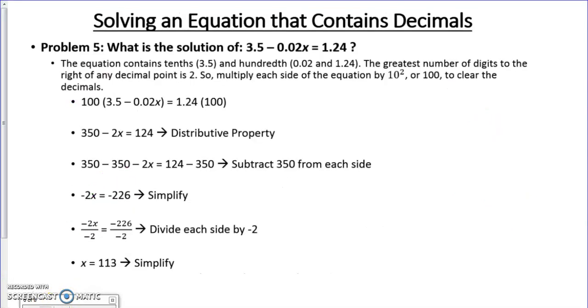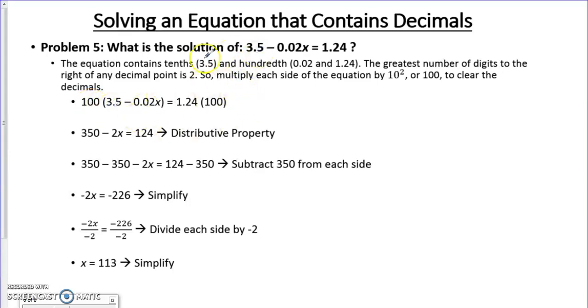Solving an equation that contains decimals. Okay, now in your textbook, they solve this problem: 3.5 minus 0.02x equals 1.24. Now, you can do it the way the textbook does it, if this is how you find it easy to do, or you can just treat it as numerical numbers and do the same thing that you would do otherwise. So here we have the equation contains tenths, which is 3.5, and hundredths, 0.02 and 1.24. The greatest number of digits to the right of any decimal in this problem is 2. So multiply each side of the equation by 10 squared or 100 to clear the decimals.